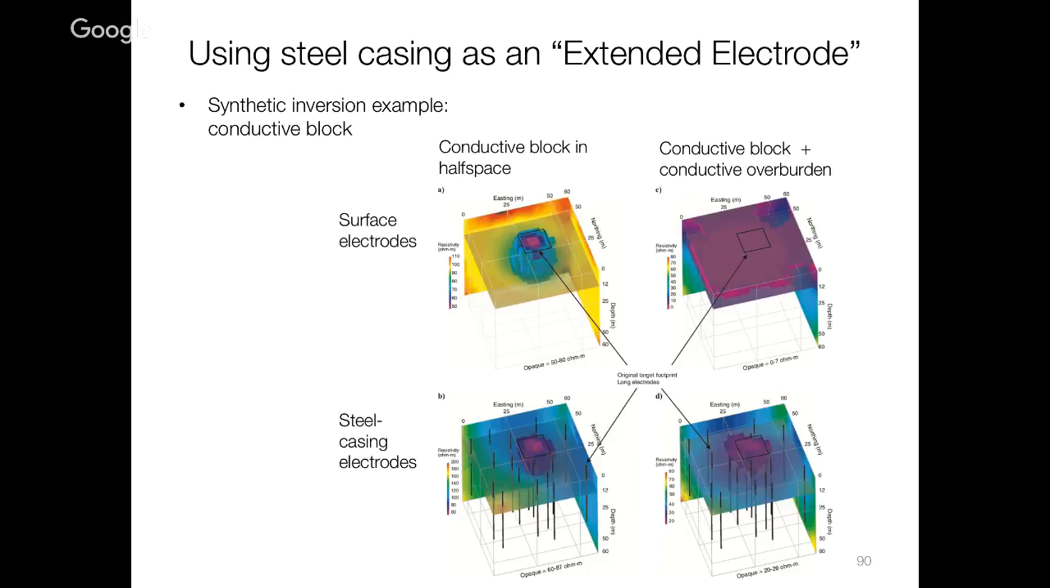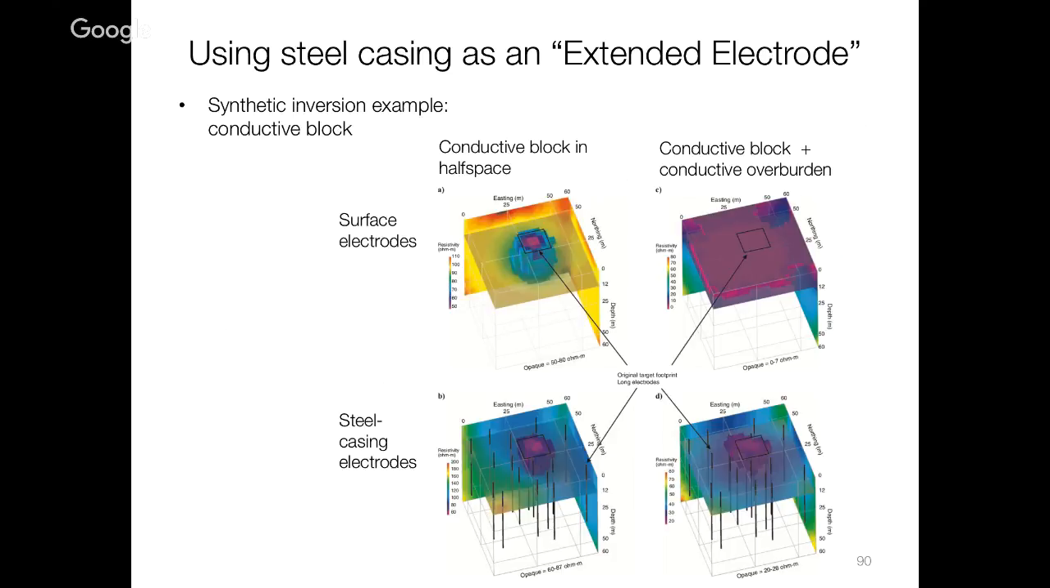So if we use a DC survey, but just with electrodes at the surface, and we go ahead and invert, then you actually get this kind of an image. So it's not too bad. You still see localized where things are, especially at the top. You lose some resolution as you go down.